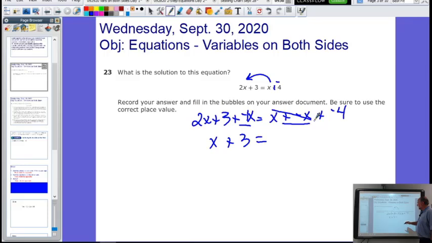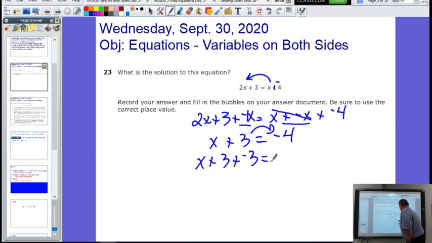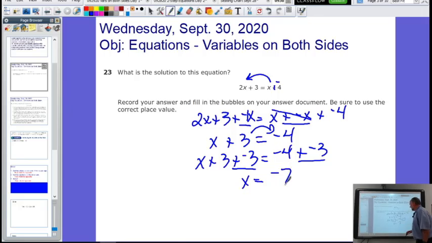My x's go away here, and I'm left with a negative 4 on this side. Okay, so now we've got to get rid of this 3. We've got to move the 3 over to the other side, and we do that again by adding the opposite. So x plus 3 plus negative 3 equals negative 4 plus, and this is the new thing, so I add a negative 3 on this side as well. And we end up with x equaling, and negative 4 plus negative 3 gives me negative 7.